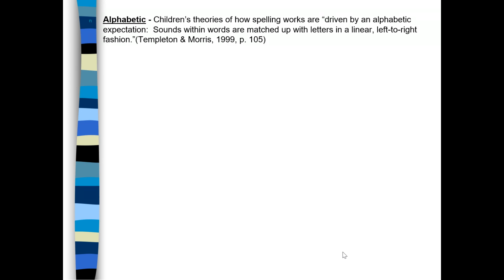Here are some examples. For alphabetic, children's theories of how spelling works are driven by an alphabetic expectation. Here, students are understanding that letters go from left to right and how we read them. They may hear the big parts of words, and usually that's consonants. They don't always get the vowels this early. But you could see the first four, I, L, K, M, and dog. You can kind of tell what the student's writing there.